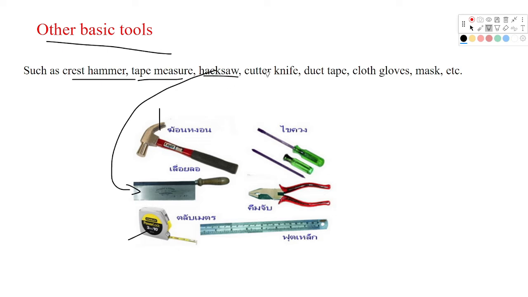You can try and Google them so that you can see how they look. So we have a hammer, we have a tape measure, which is this one, we have a hacksaw, we have a cutter knife, we have duct tape, cloth gloves and masks, and so many other basic tools. Those are just examples.